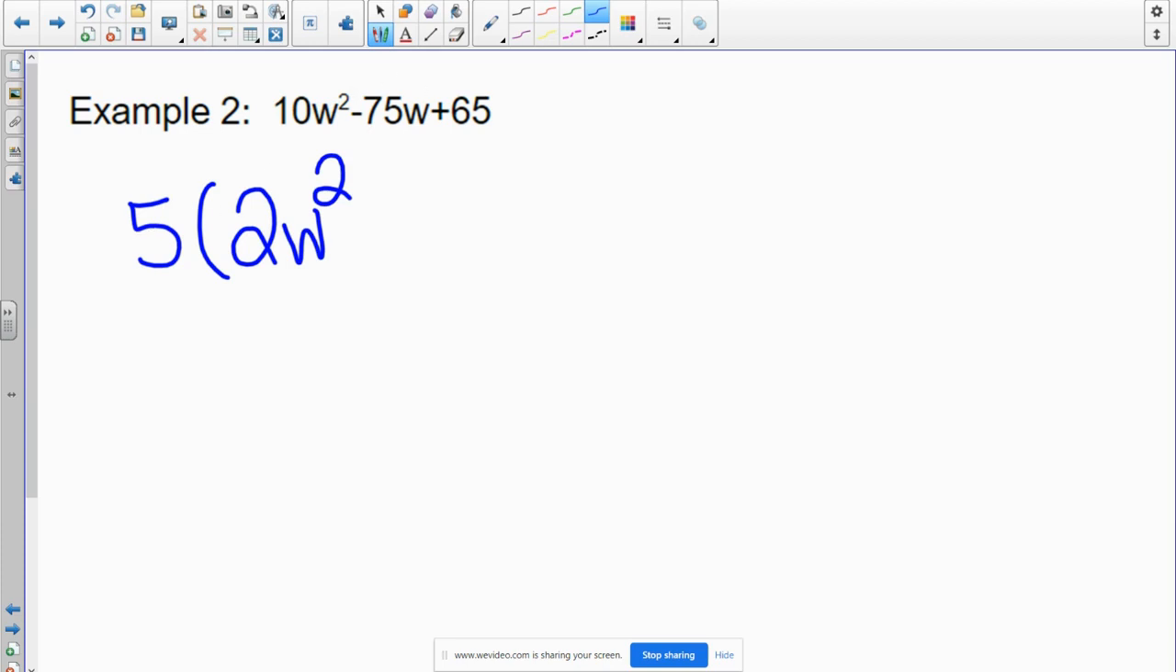75w divided by 5 leaves me with negative 15w. And 65 divided by 5 leaves me with 13. Now, I look at these coefficients that are left, and I can tell that there is still no greatest common factor. So if you do this and divide out, and you notice that the coefficients with what's left are not the smallest they can be, then you can take another greatest common factor out and make it even smaller. Just remember to multiply those greatest common factors you took out the first time.